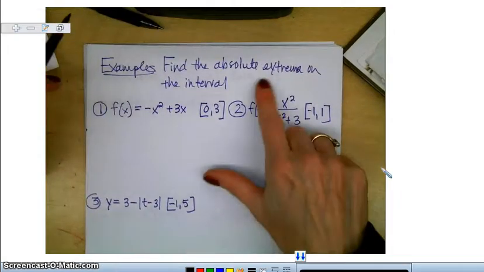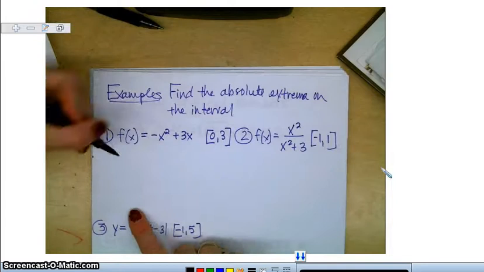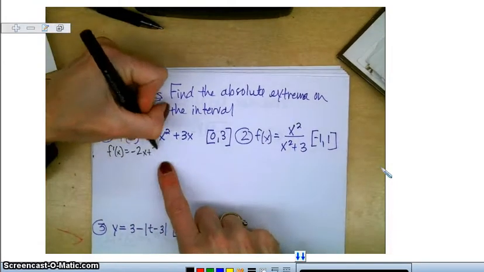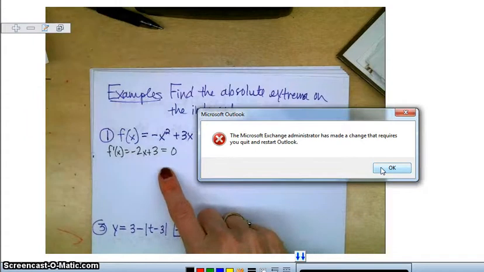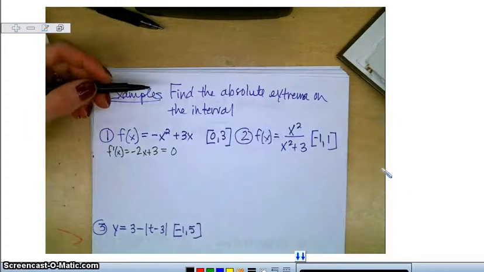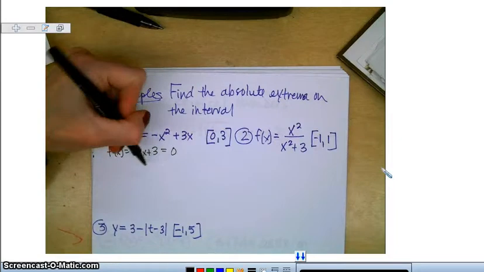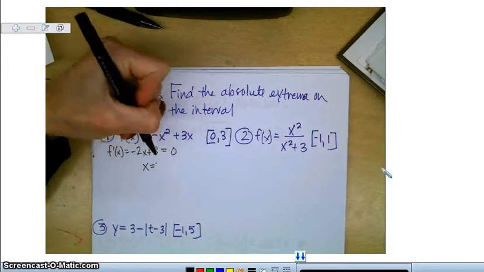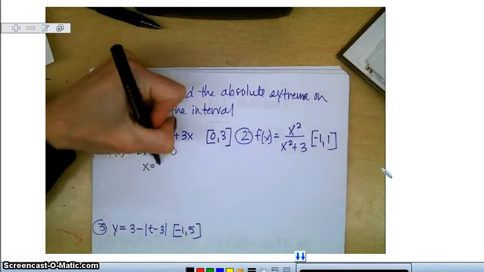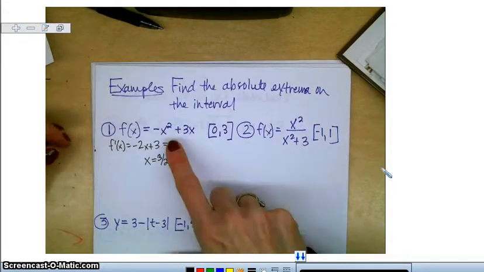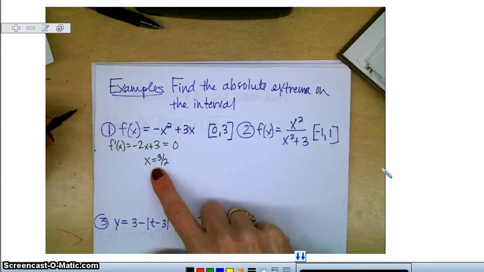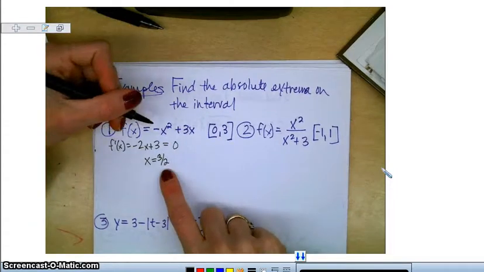So find the absolute extrema on the interval. Step 1, I'm going to find the derivative of this, f prime of x, which is negative 2x plus 3, and I'm going to set it equal to 0 and solve it. I'm just going to subtract 3 divided by 2, so x equals, subtract 3 divided by negative 2 gives me 3/2. So that means that this function has a critical number at 3/2. That is where the derivative is 0. That's the one I got from step 1.